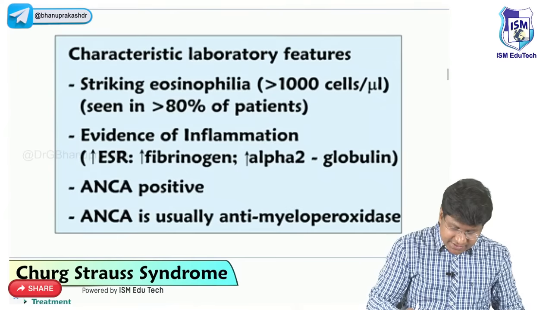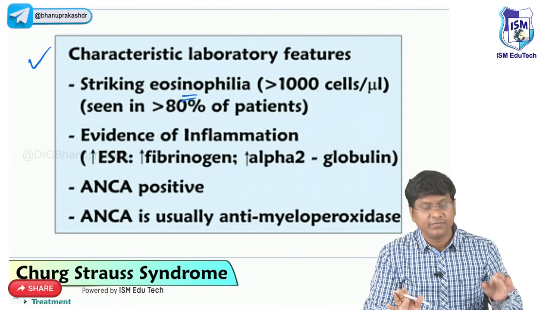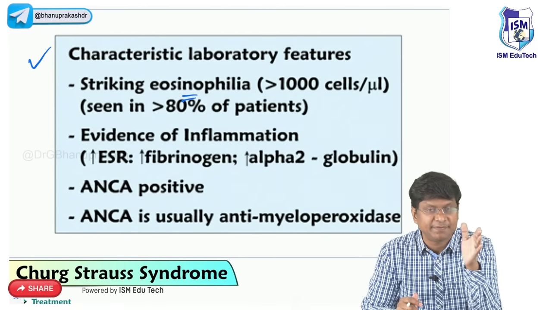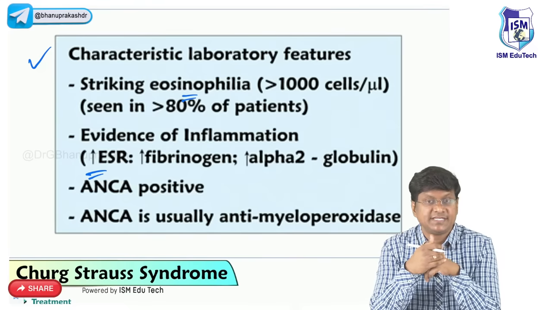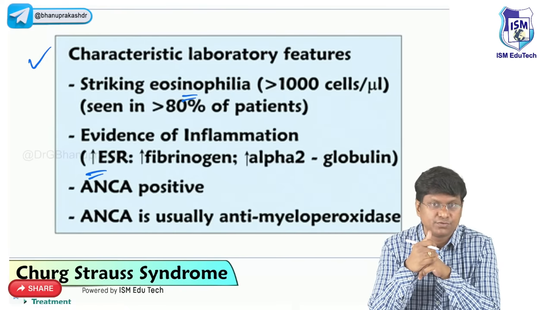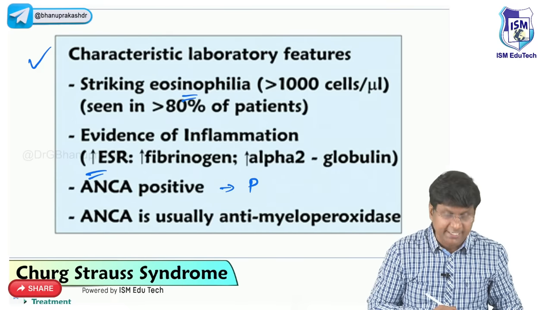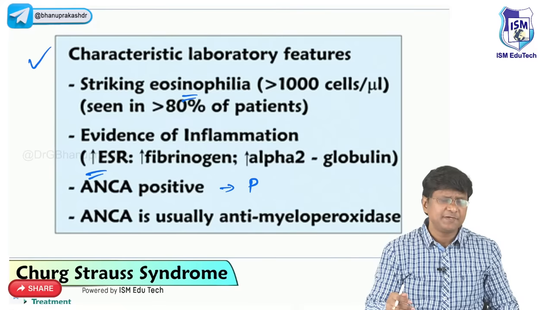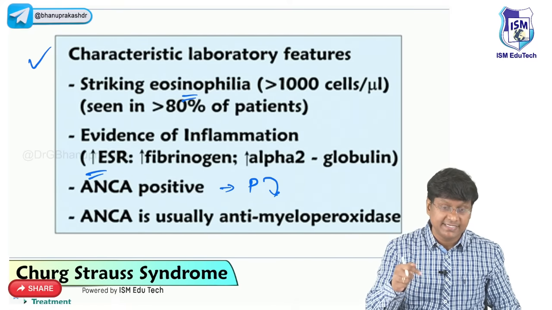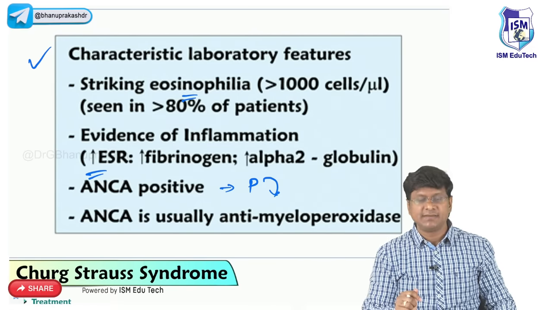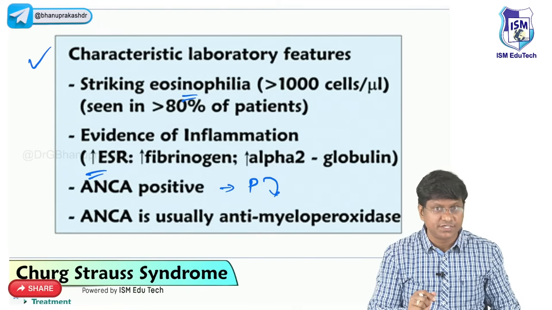Now, if you take the characteristic laboratory features, first and foremost, there will be striking eosinophilia, where the eosinophil cells will be more than 80% compared to the normal. Then there will be evidence of inflammation, that is raised ESR, fibrinogen, and alpha 2 globulin. The ANCA will be positive in Churg-Strauss syndrome, that is P-ANCA, right? And this P-ANCA is formed against what? It is the antibody formed against myeloperoxidase. Okay, so this is about the laboratory manifestations in Churg-Strauss syndrome.